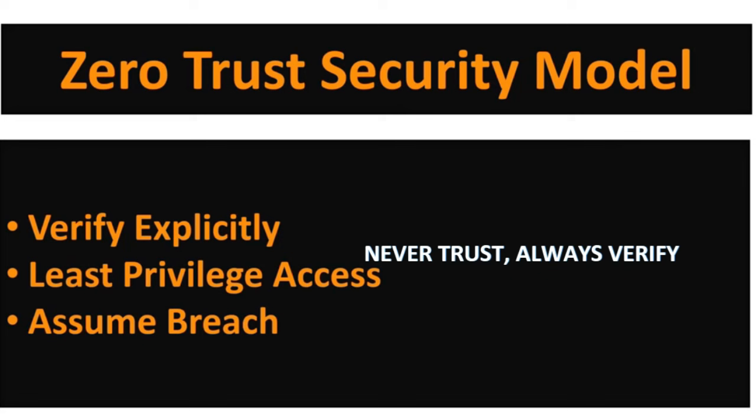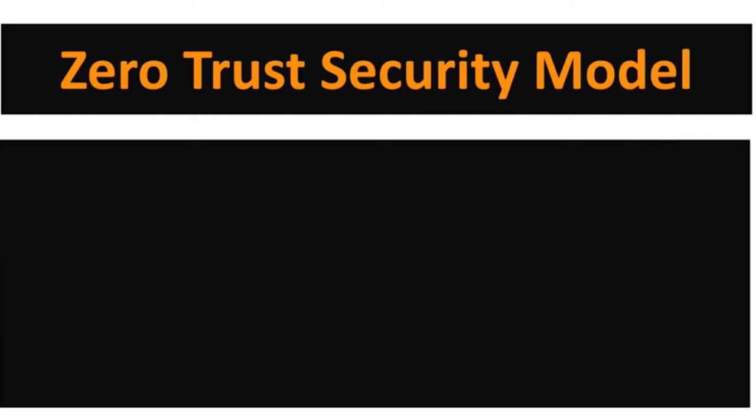So in simple terms, it's like expecting that despite having strong locks on your doors and windows, someone might still get inside. So you have your alarms, cameras, and locked rooms within the house to protect your valuable items and also to respond quickly to any break-ins. It's a proactive approach. Now let's look at an example of zero trust in action. Let's consider a financial company that wants to secure employee access to sensitive customer data.